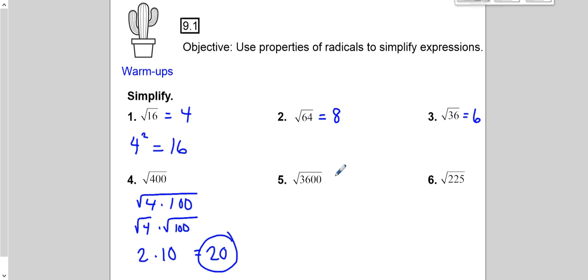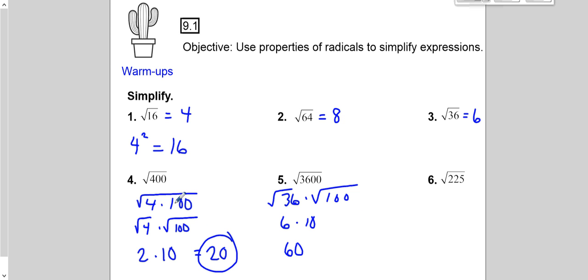How about 3,600? Okay, we can see that as 36 and 100, and do the square root of each of them separately. Square root of 36 is 6. Square root of 100, well, 10 times 10 is 100, so that's 10. So our answer is 60.